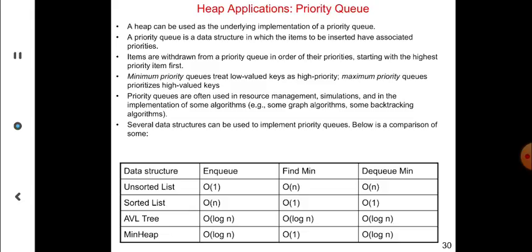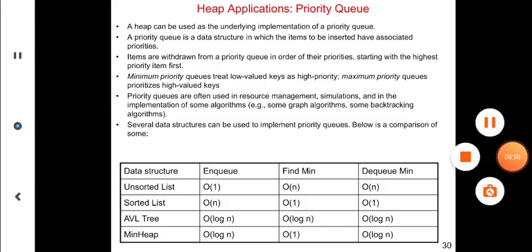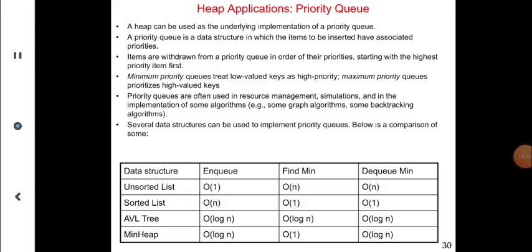So there are heap applications, especially priority queue. A heap can be used as the underlying implementation of a priority queue. A priority queue is a data structure we are all very familiar with. Items are withdrawn according to priority. Maximum priority queues treat a low valued key as high priority, and so on. So up to now we have got an understanding of heap applications.